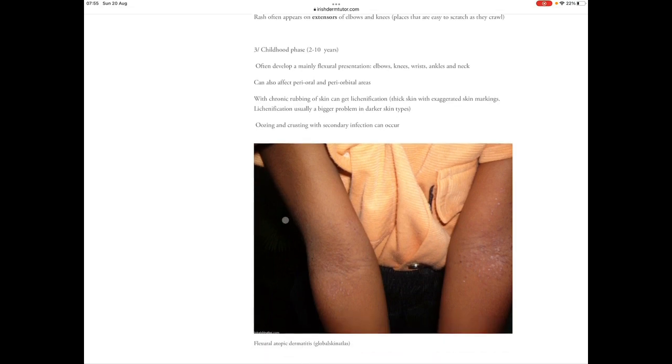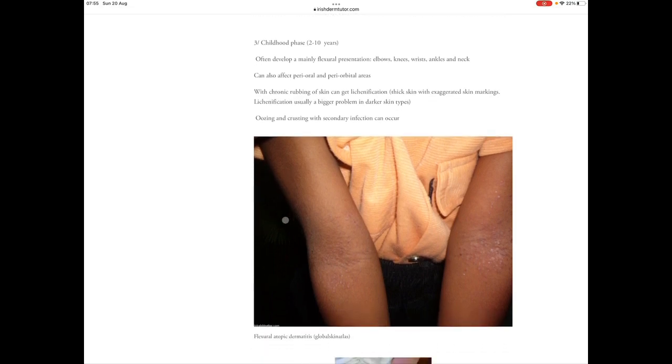Then the childhood phase, from around 1 or 2 years of age to 10 years, begins to take mainly a flexural presentation in the majority, in the classic presentation. So usually common areas affected would be the flexures of the elbows, the knees, the wrists, the ankles and the neck. And here you can see flared eczema affecting the flexural areas of the skin.